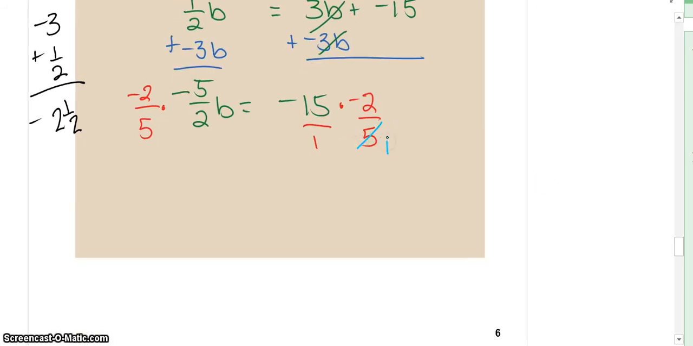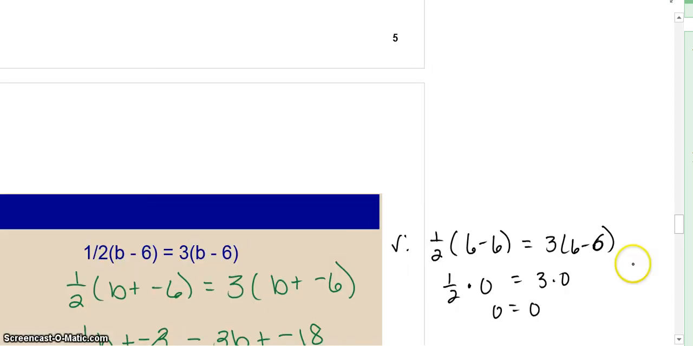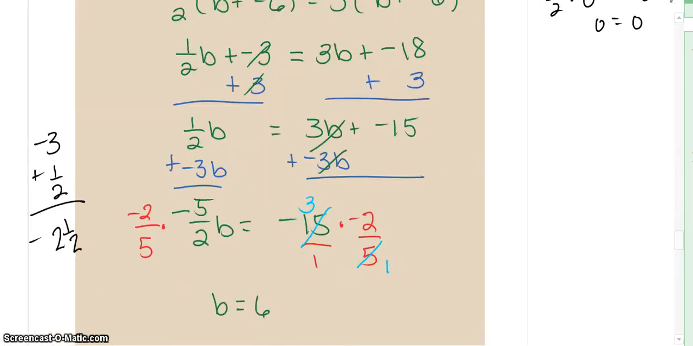So here, 5 goes into 5 once, and it goes into 15 3 times. And we end up with b equaling 3 times 2, which is 6. Our answer is going to be positive because we have a negative times a negative. Here's our check step, and we can quickly tell that 6 is the correct answer, giving us a true statement. And now let's move on to the next equation.